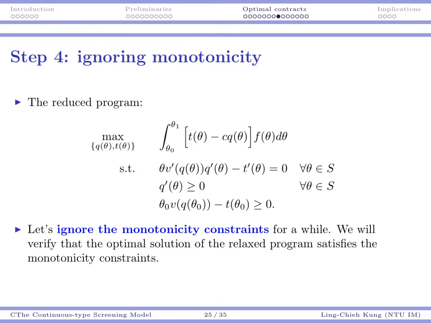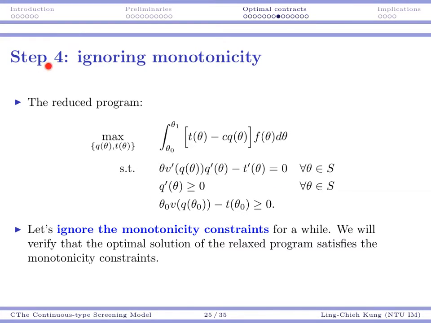Okay, so after steps 1, 2, 3, now we actually can reduce our problem to this. The objective function is still the same, but first, you only have one IR constraint. And also, you now do not need that huge set of global IC constraints. All you need is local IC, which is the first order condition for global IC, and monotonicity.